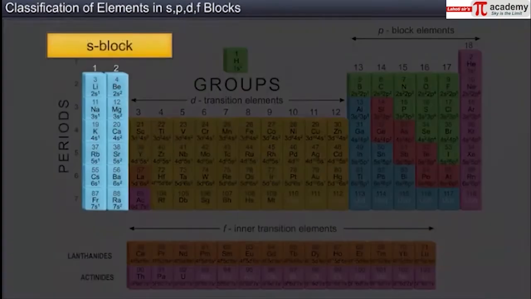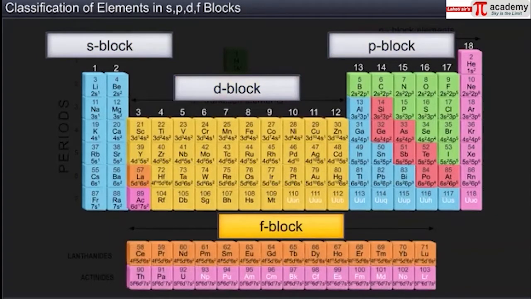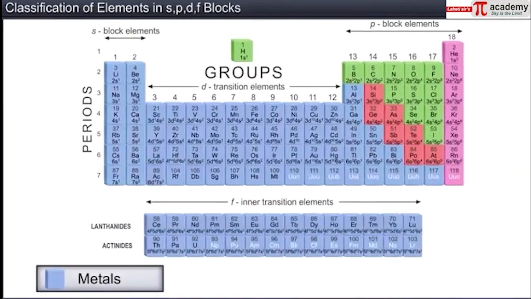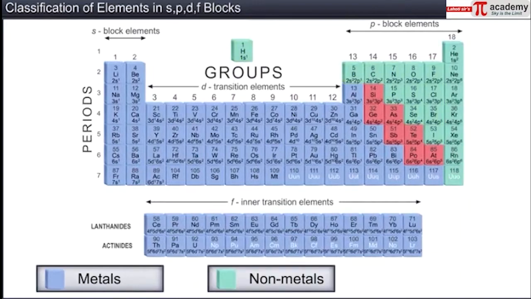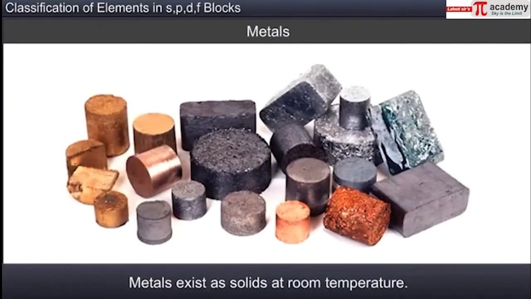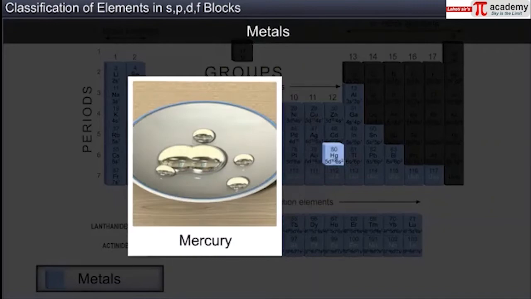Apart from classifying elements into S, P, D, and F blocks, the periodic table also shows the classification of elements into metals, nonmetals, and metalloids. Metals have been listed on the left side of the table and form 78% of the known elements. Metals generally exist as solids at room temperature. An exception is mercury, which is liquid at room temperature.